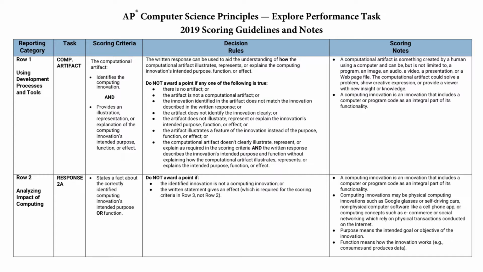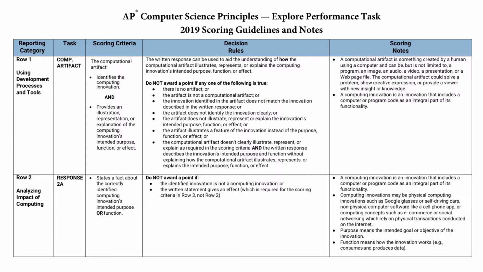Do not award a point if it's not a computational artifact, if it's just a photo of a whiteboard. If they write about one innovation but have a different innovation in the artifact, if it doesn't clearly represent it, if, taken together, the computational artifact and the written response don't explain its intended purpose, function, or effect, then you can't get a point for it.